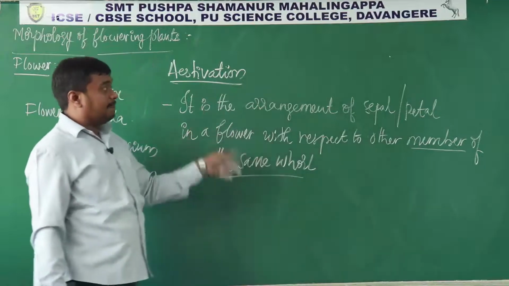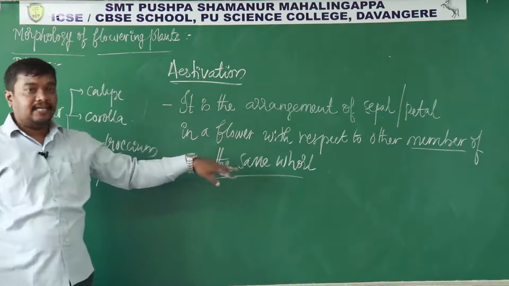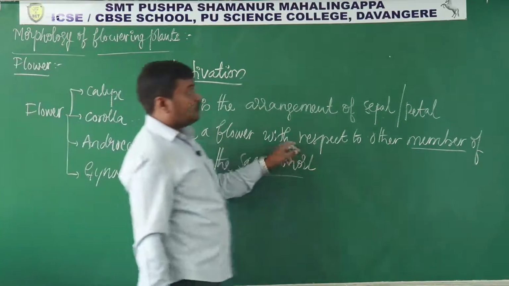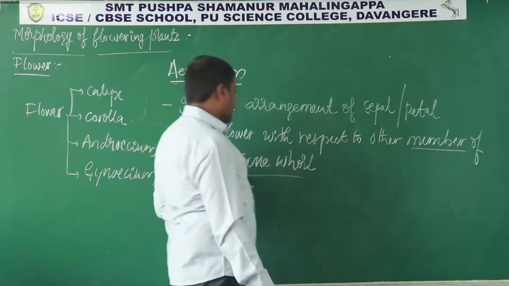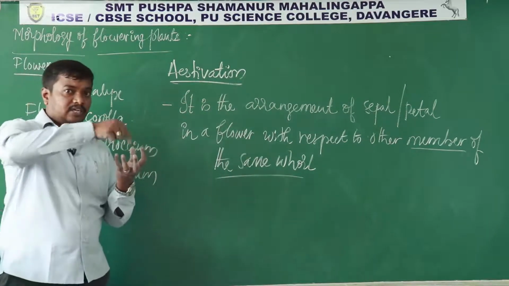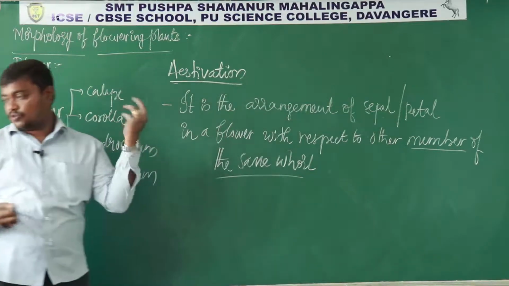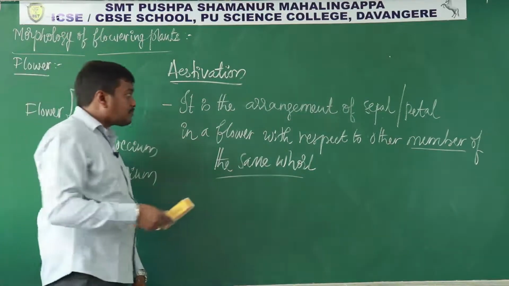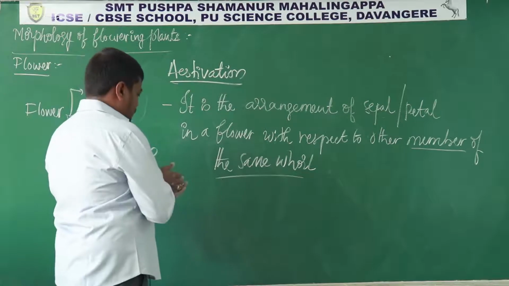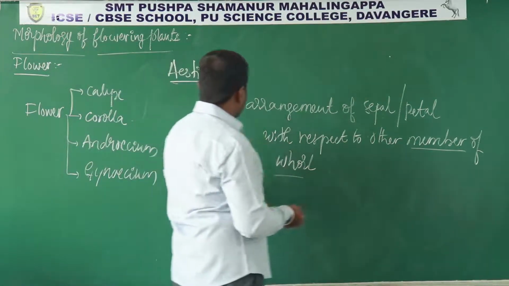It is the arrangement of sepal with respect to another sepal. It is the arrangement of petal with respect to another petal. That's why we use the term "with respect to other members of the same whorl." So calyx is one whorl, and the individual sepals in it are arranged in relation to one another. So that is called estivation. Based on this arrangement, we have different types of estivations.